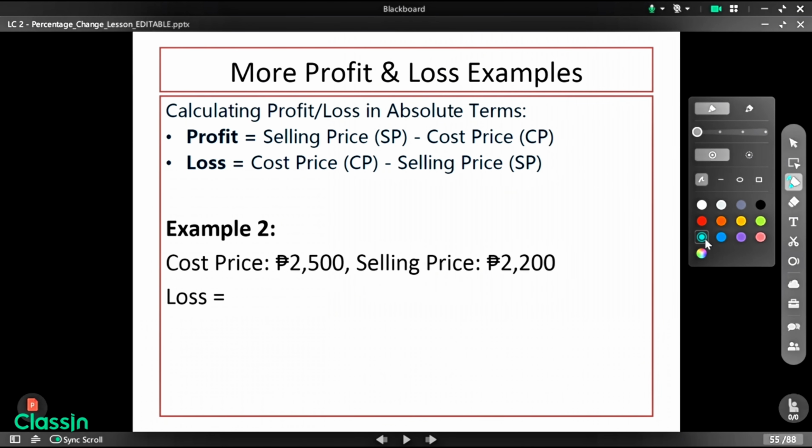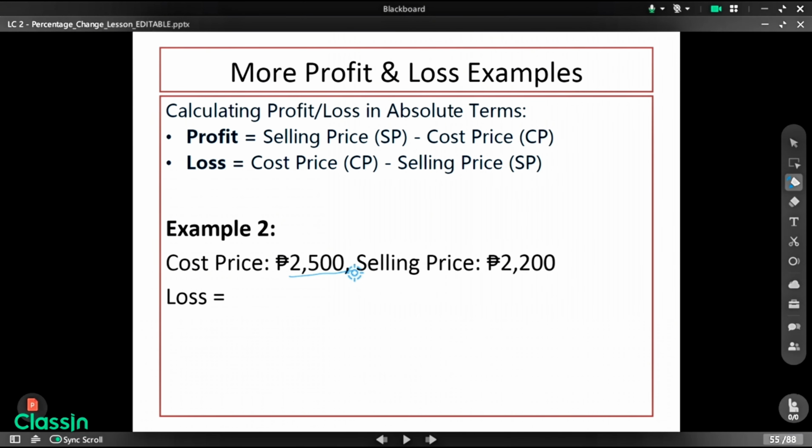Okay, so here the given is cost price 2,500 and the selling price is 2,200. We can see here that the cost price is larger than the selling price, so we will have a loss. The formula in getting a loss is cost price minus selling price. So our cost price is 2,500 minus the selling price 2,200. So our loss is 300 pesos.